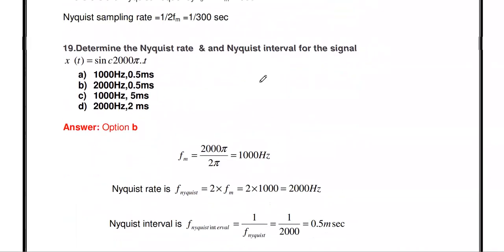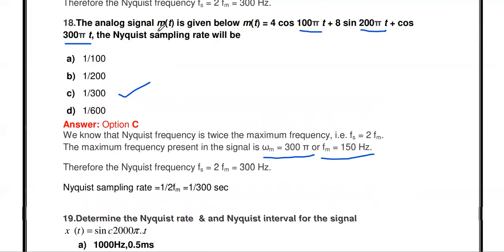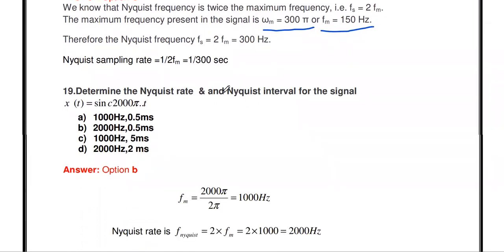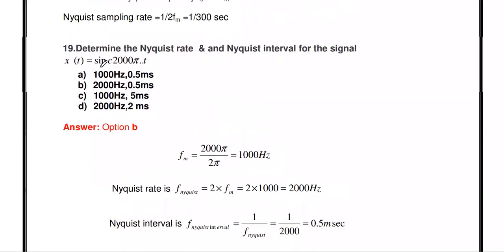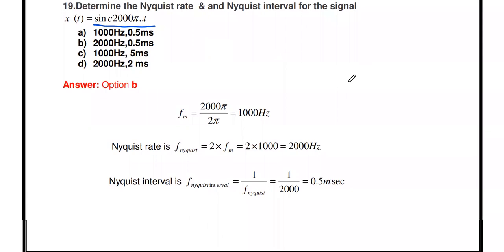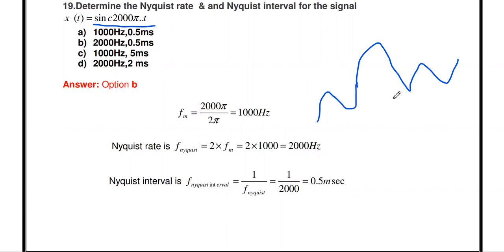Then the next question: determine the Nyquist rate and the Nyquist interval for the signal x of t equal to sinc 2000 pi t. So what is a sinc signal? Sinc, as we discussed in the first unit, has a shape like a sine waveform, but in the middle the signal has maximum amplitude. When the time increases, the amplitude decreases. This is the sinc signal.